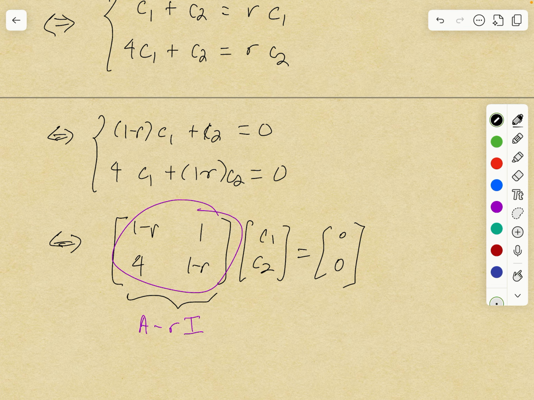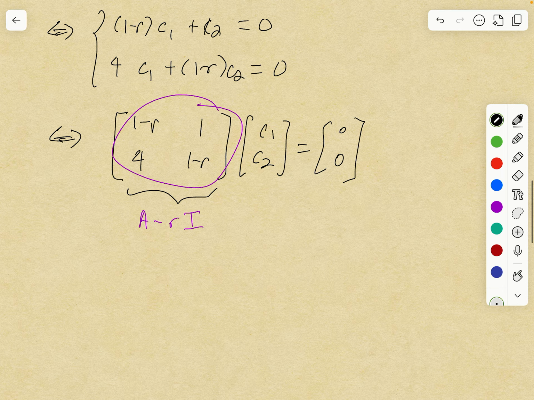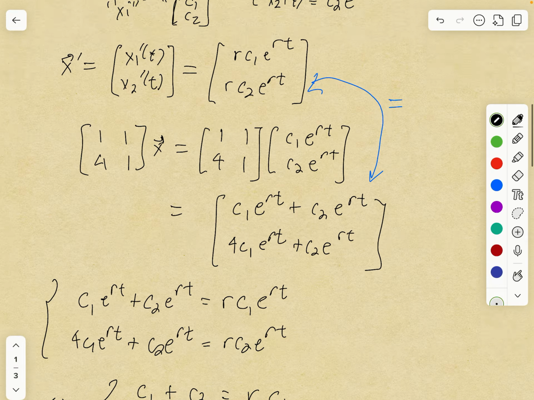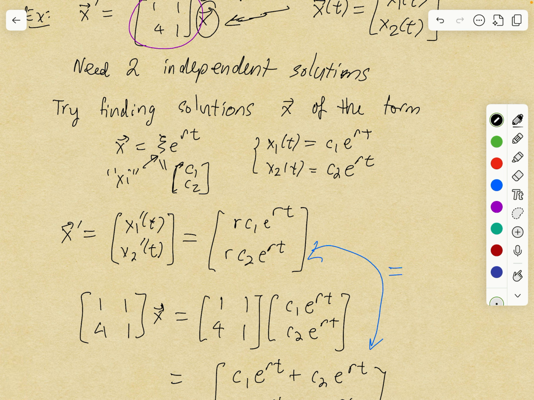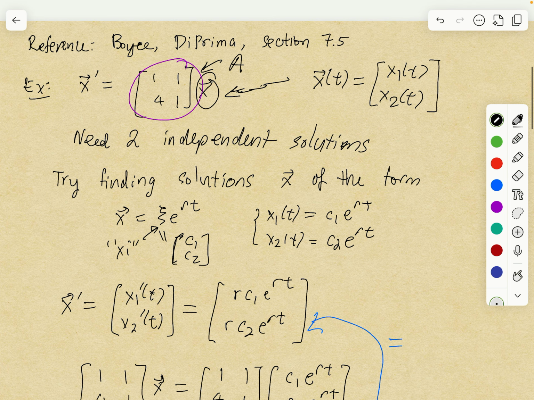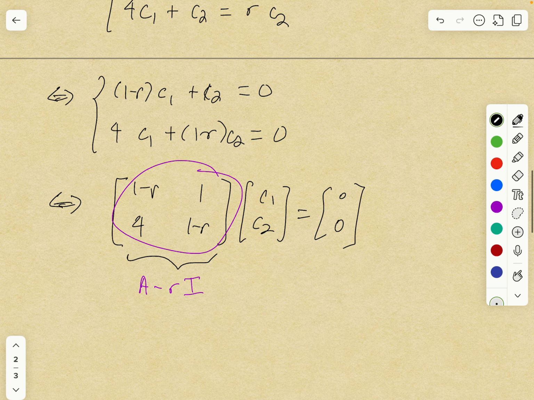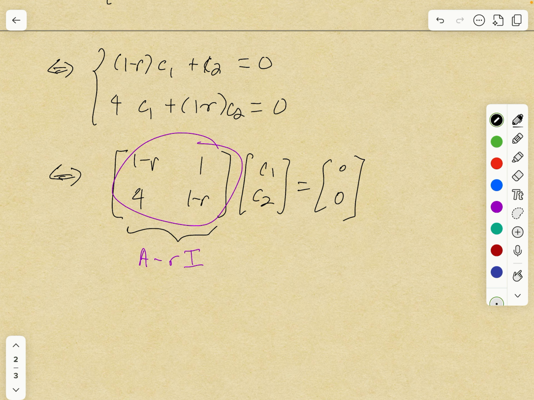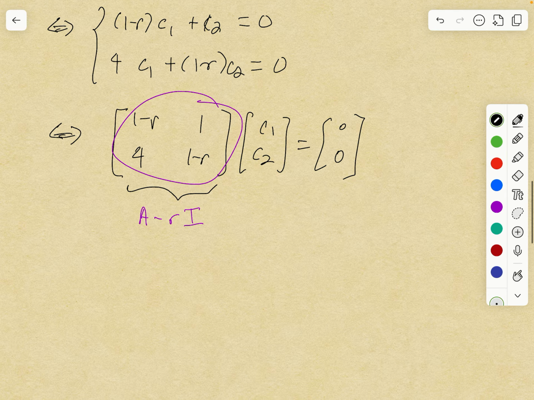Okay, and then you have C1, C2 equals the 0 vector, right? So remember, we're trying to find C1 and C2 that are not both 0. So we need a non-zero solution. If C1 and C2 are both 0, then we would just get x1 is 0, x2 is 0. That would be x of t is the 0 function, which is a solution, but we want other solutions. So we want a non-trivial solution to this matrix vector equation. We want C1 and C2 to not both be 0.